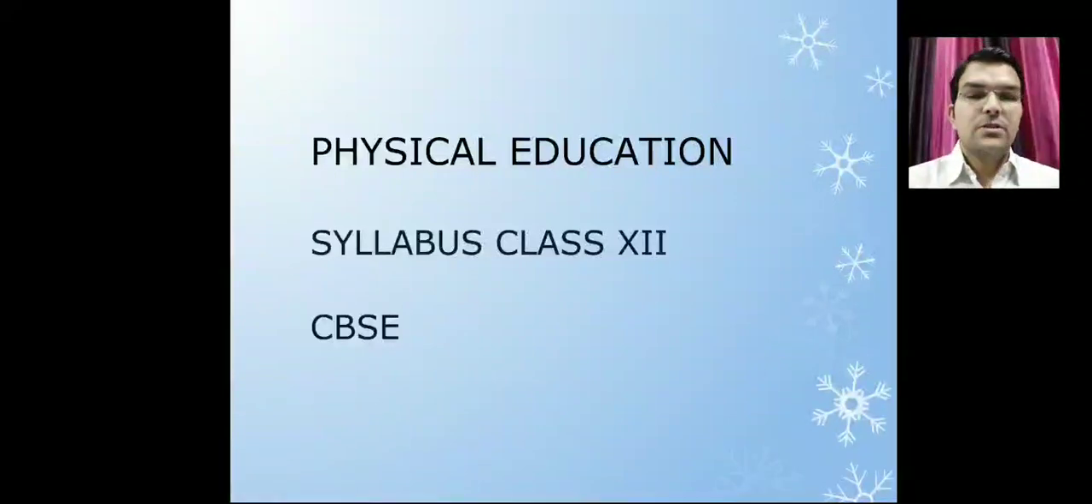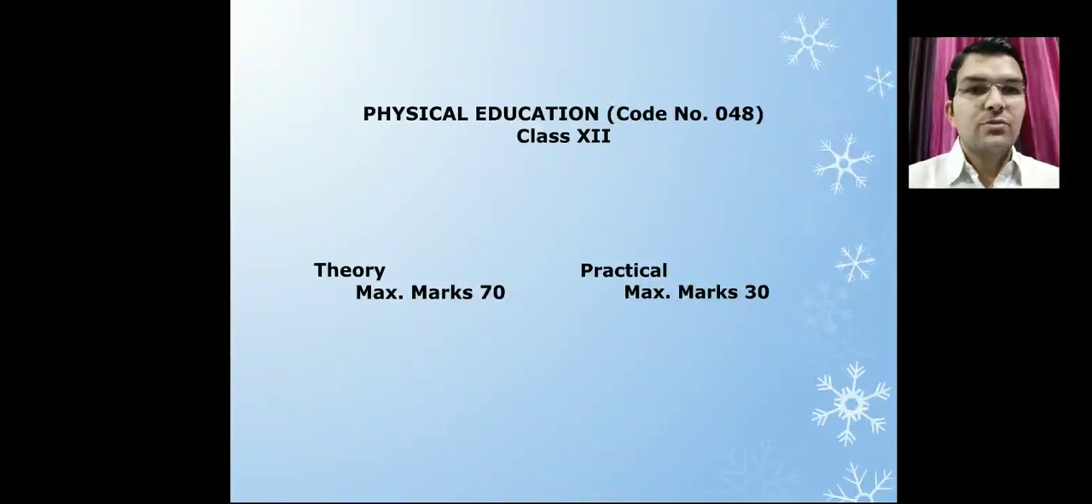Hello students, today I am going to explain the physical education syllabus: how many units there are, what the structure is, and so on. Let's start. The physical education syllabus for class plus 2 is divided into two categories, theory of 70 marks and practical of 30 marks. Let's go with the theory syllabus first.